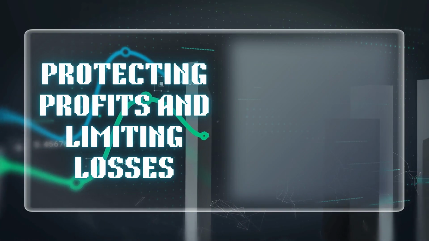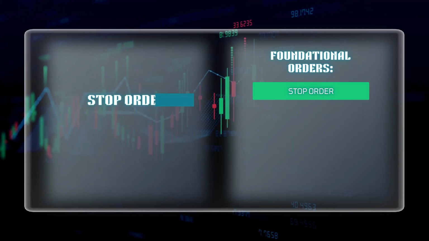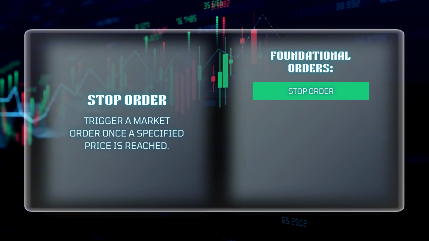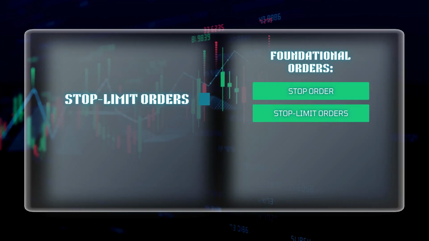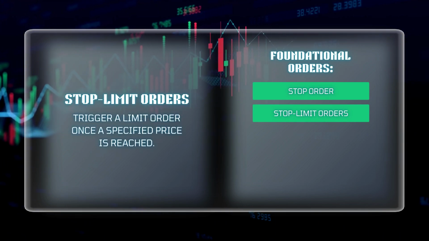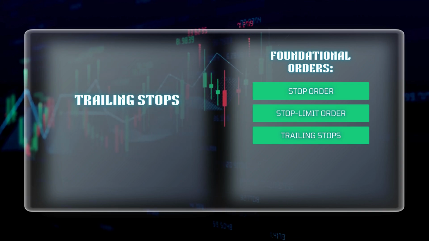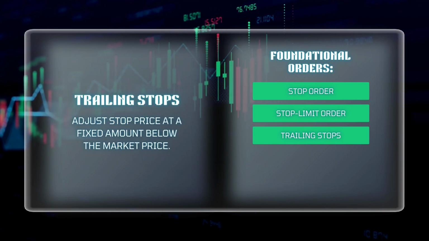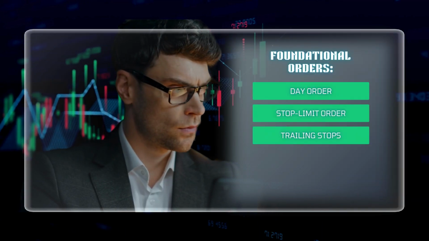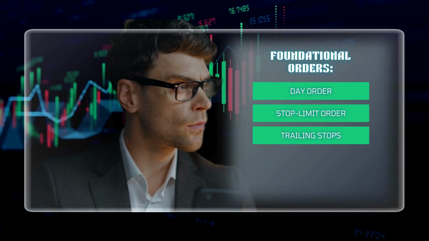Protecting profits and limiting losses is vital. Stop orders. Trigger a market order once a specified price is reached. Stop limit orders. Trigger a limit order once a specified price is reached. Trailing stops. Adjust the stop price at a fixed amount below the market price. Implementing these can automate your exit strategy effectively.